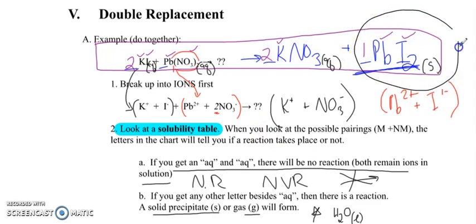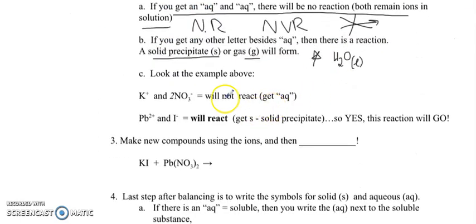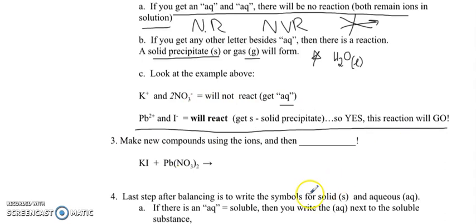And how do you know this will work? Because you just produced a new precipitate that will rain out of the solution. So that's the new precipitate, which is what the notes really went over down here. So KNO3, not reactive, gets aqueous, no good, but you will get the solid precipitate. So this reaction is a go.